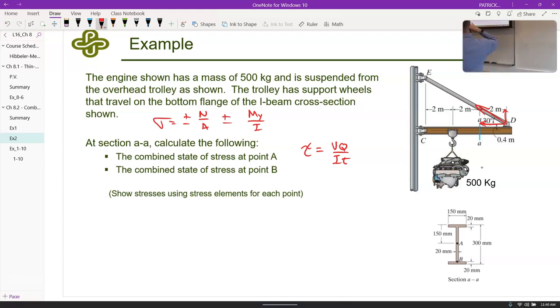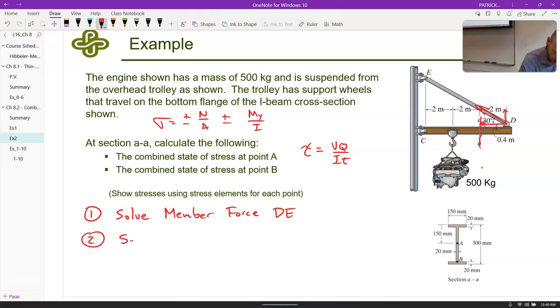So, big picture, these are the two equations we're going to have to wrestle with, is that we've got the normal force has those two components, normal and moment. Shear has just the one component due to beam shear. And so, step one, we need to solve for member force in DE. Once we solve for that, we can section it AA, and then we section at AA and solve for internal resultants.